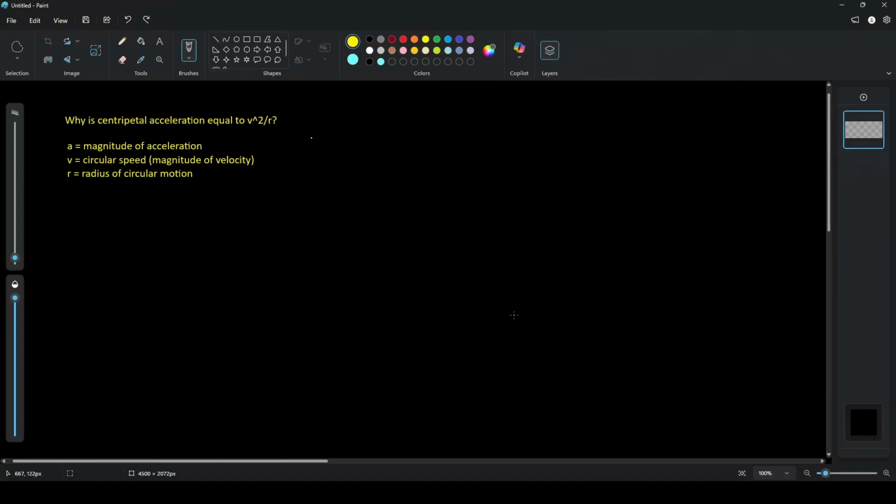Hello, my name is Arsu, and today we'll be seeing why centripetal acceleration is equal to v squared over r, or in symbols, why a is equal to v squared over r. And v is the circular speed, and r is the radius of the circle, or the circular motion.